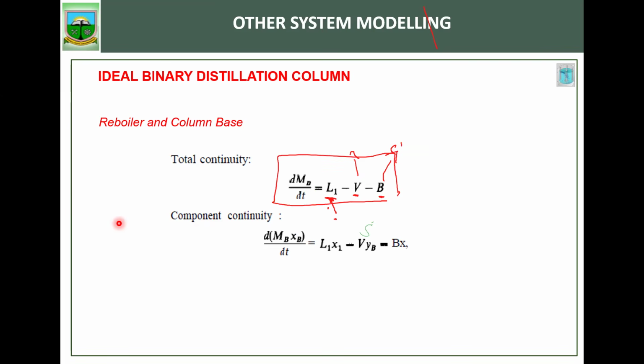That becomes the component mass balance of the heavy component. It's going to be the heavy component inside that equipment times what? So the amount coming in, the liquid coming down here, you look at the percentage of heavy component in it, minus the percentage of heavy component in the vapor that is going into the distillation column as flash vapor from the reboiler, then the amount we are removing.